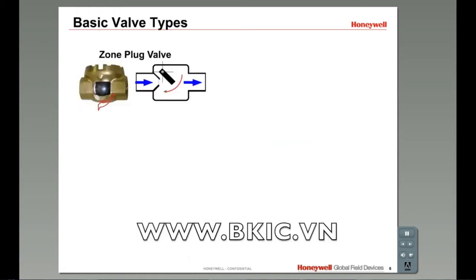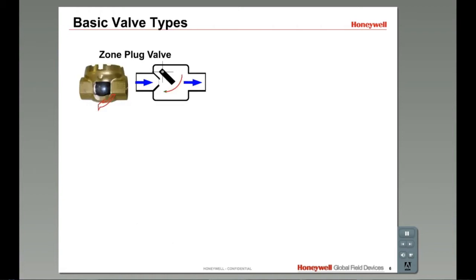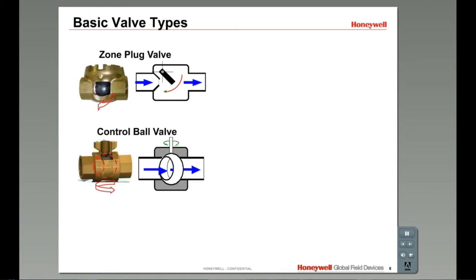We will learn more about these types of valves later, but let's go over the basic types of valves to get started. The zone valve is a type of plug valve. It uses a rotary motion to pull a ball, called a plug, away from the inlet to open. Ball valves have a ball with a hole through them. It is also a rotary valve. As the ball turns, it allows or restricts flow.